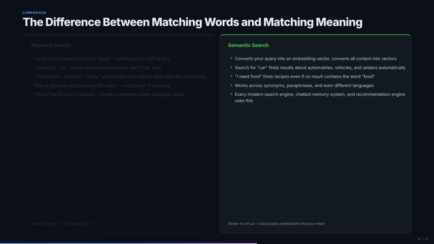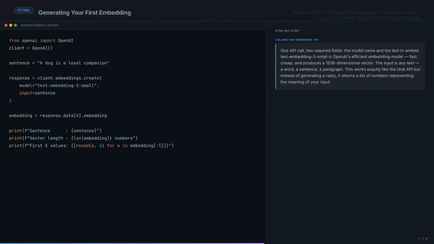This shift from matching characters to matching meaning is one of the most important advances in how computers handle language, and it is powered entirely by embeddings. Let us write the code.